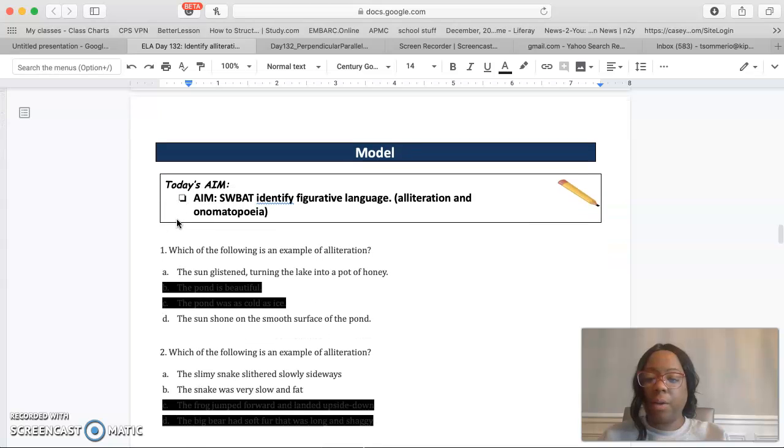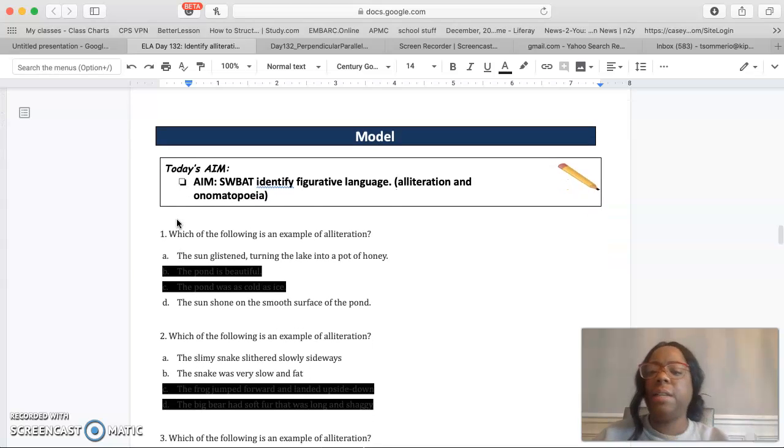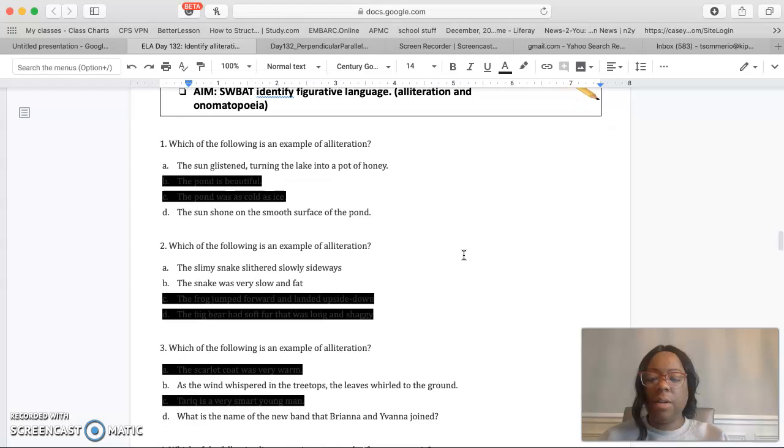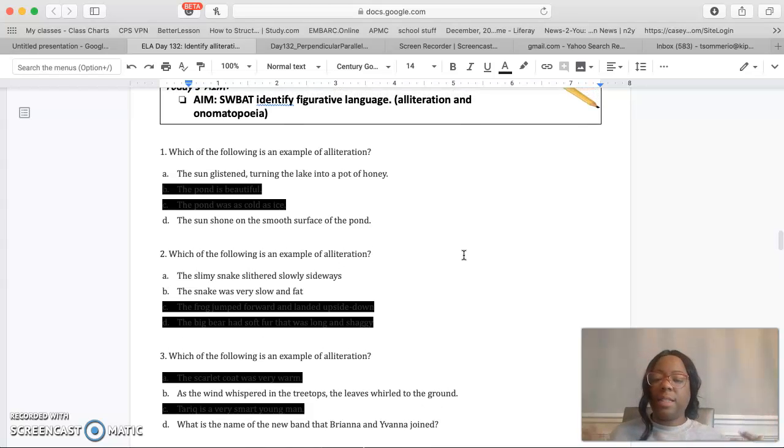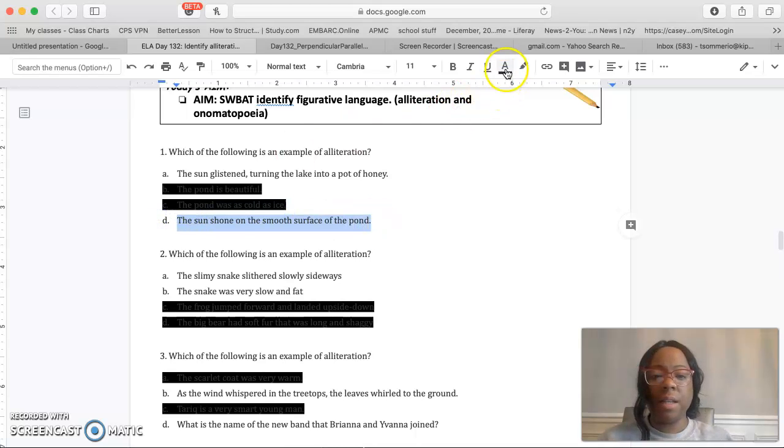When we move on to the model, we have to remember that our aim is that we can identify figurative language, in particular alliteration and onomatopoeia. So just to give you guys a quick reminder, alliteration has the same sound throughout the line. An onomatopoeia is working with sounds that we hear in the world. Now, number 1 says, which of the following is an example of alliteration? The sun glistened, turning the lake into a pot of honey, or the sun shone on the smooth surface of the pond.